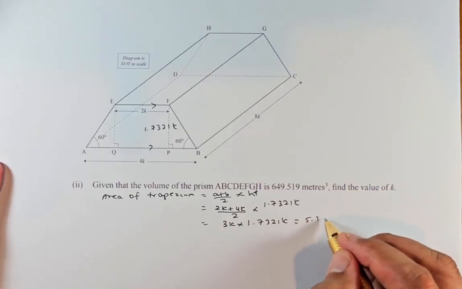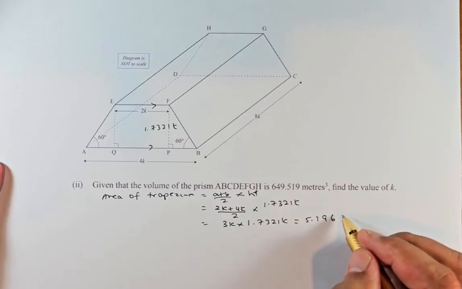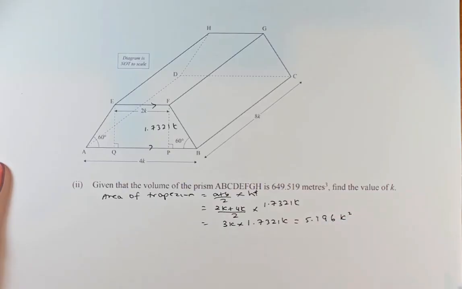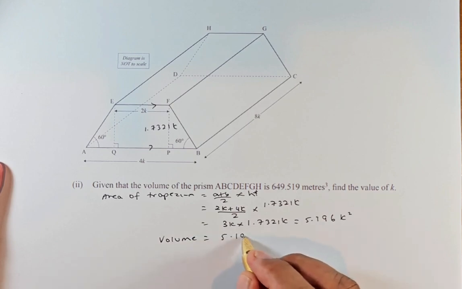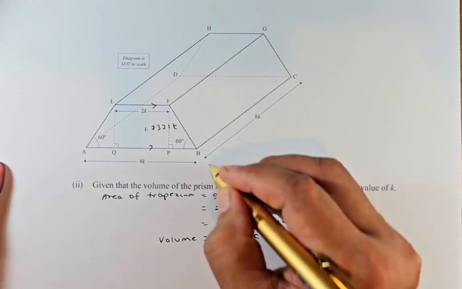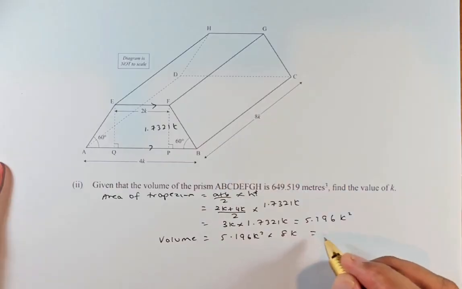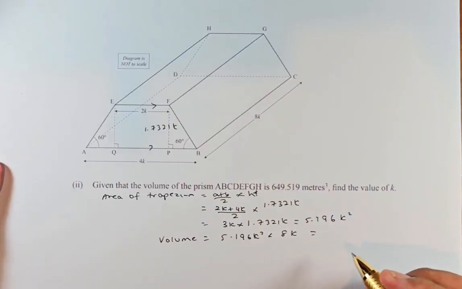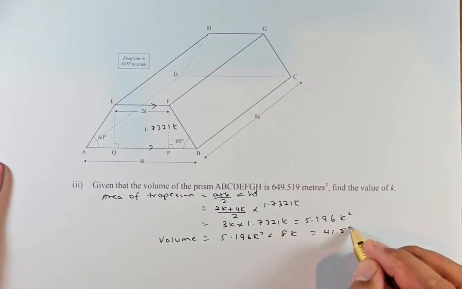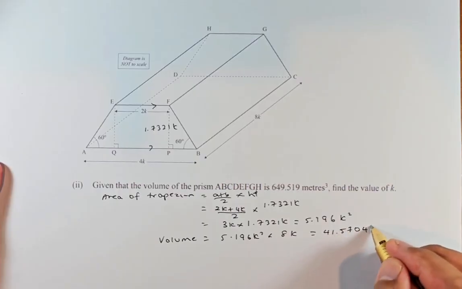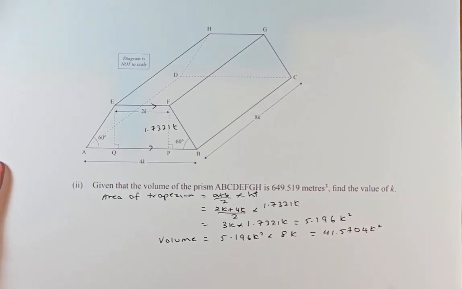5.196K squared. I advise you not to put two equal signs, but because of running out of space, I have to do that. So now we know the area of this trapezium is going to be 5.196K squared, so we need to find the volume. The volume of that trapezium prism is just going to be 5.196K squared multiplied by 8K, and that will give us a total of 41.5704K cubed. So that's the volume.